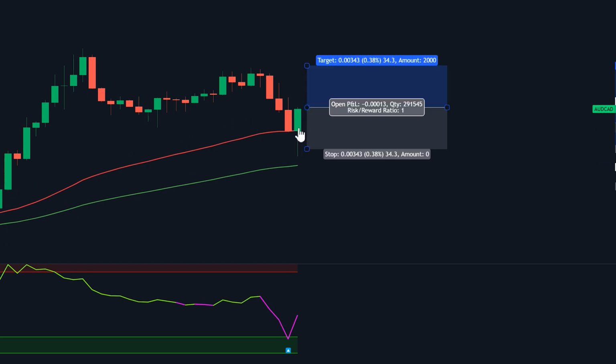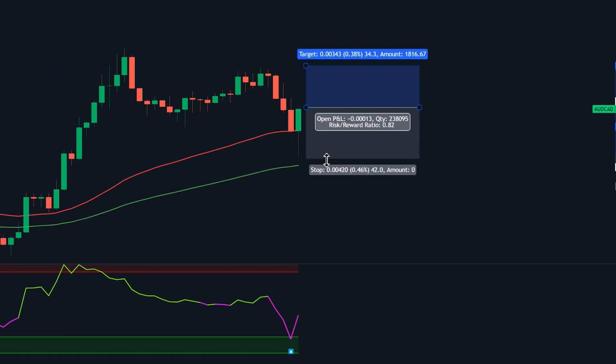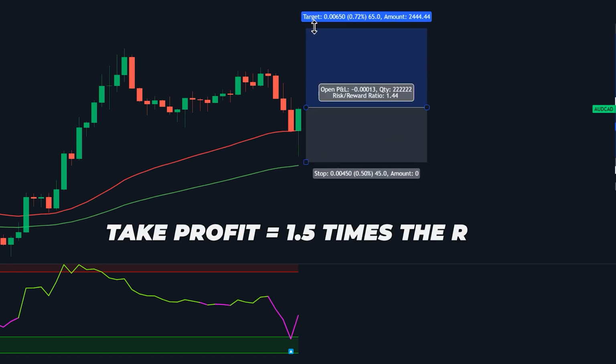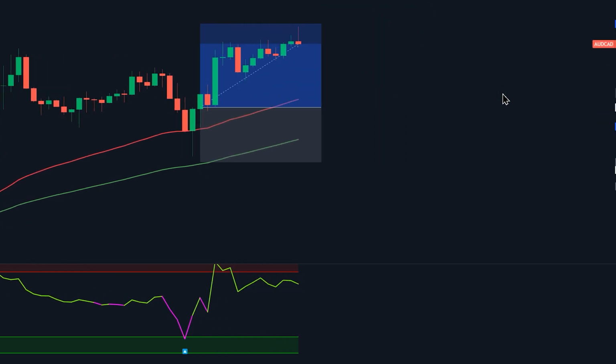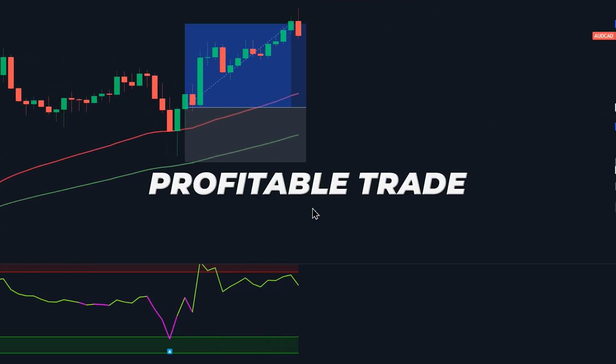The stop loss should be placed right under the most recent swing low, giving the trade enough room. The take profit is going to be set at 1.5 times the risk, letting the trade run. And as you can see, this was indeed a profitable trade.